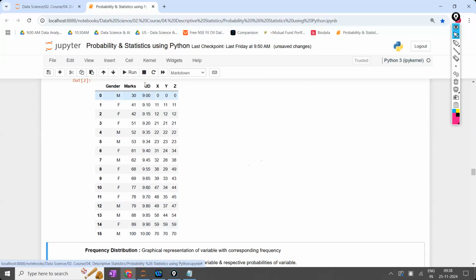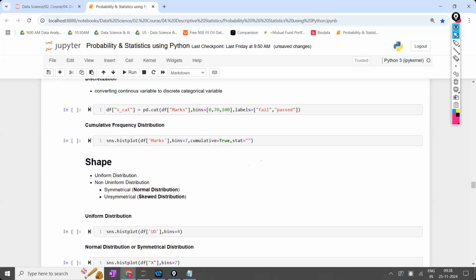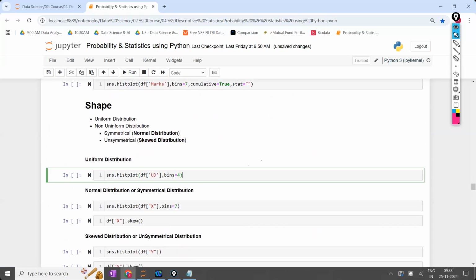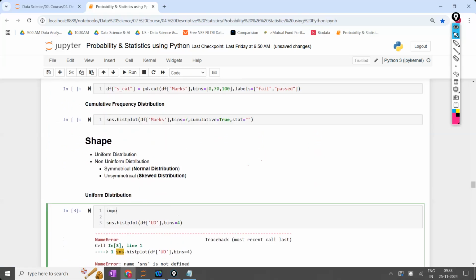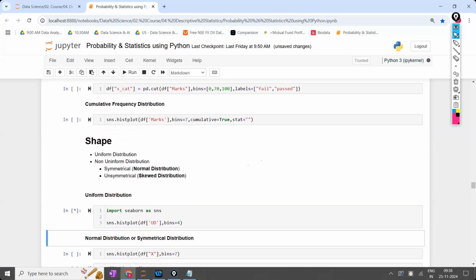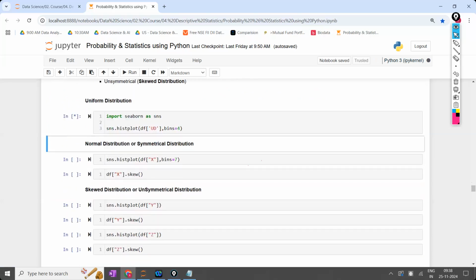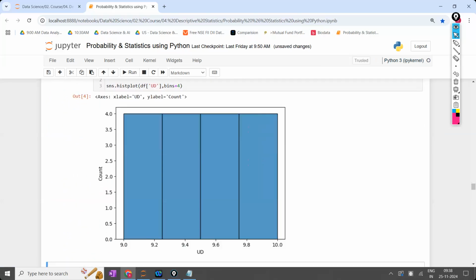In that, the first column is UD. Now what is meant by UD? Let me take the histogram of the UD. It is asking to import SNS, so I'm going to import Seaborn as SNS. Now, if I open the histogram of this particular column UD, can you see all the bins are at the same height? If all the bins are at the same height, it is called uniform distribution.